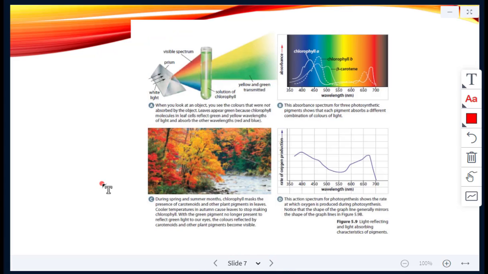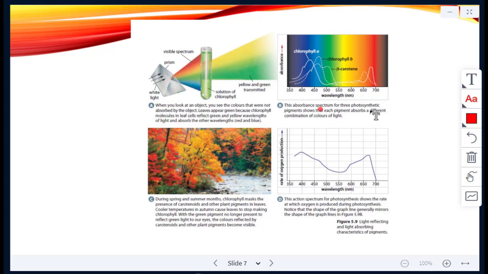So for example, in these diagrams, in this one here, you shine a white light through a prism and it refracts and we can see the visible light spectrum. So here, when you look at an object, you see the colors that were not absorbed by the object. So leaves appear green because chlorophyll molecules in leaf cells, they reflect green and yellow wavelengths of light. They are absorbing the other wavelengths. So red and blue get absorbed, green and yellow are getting reflected. That's why we see the leaves as green.